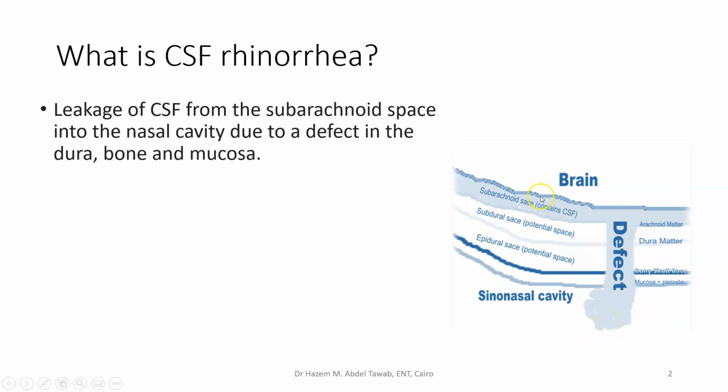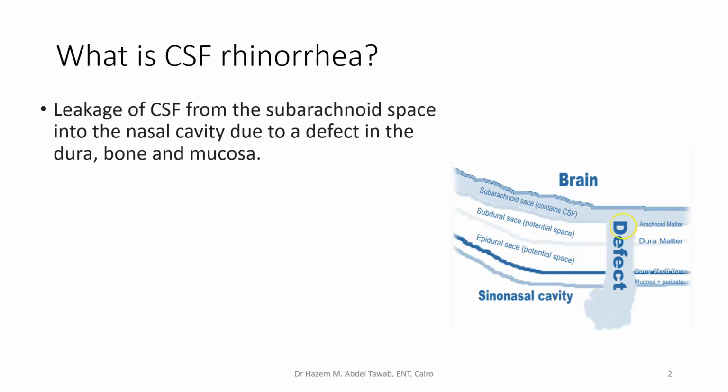So what is that? This is the subarachnoid space, which contains the cerebrospinal fluid. It is between the arachnoid mater and the pia mater. This is the dura mater. The space between dura mater and arachnoid is a potential space, which is the subdural space, while the space between the dural layer and the skull bones is called the epidural space, as we see in the picture here, and it's also a potential space.